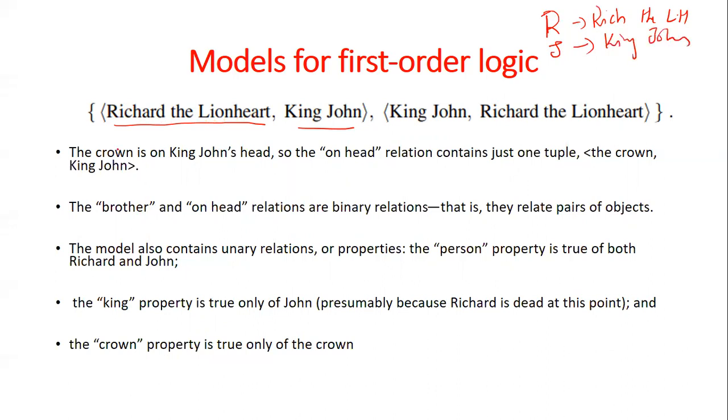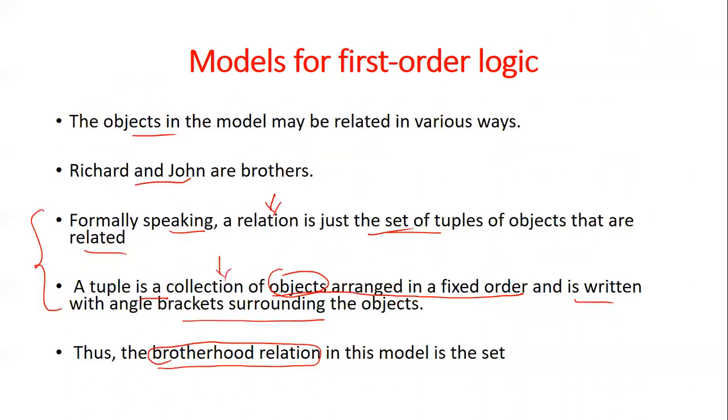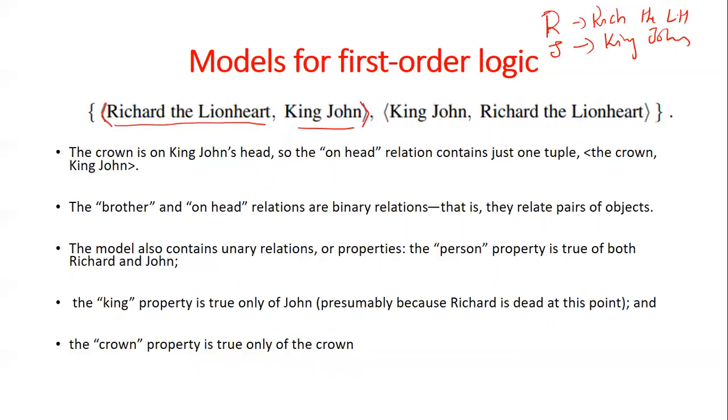So now what is this? This is a relation, right? This is one relation. A relation is a set of tuples of objects that are related. So this entire thing is a relation, and this entire thing contains two tuples. This is tuple 1, this is tuple 2.